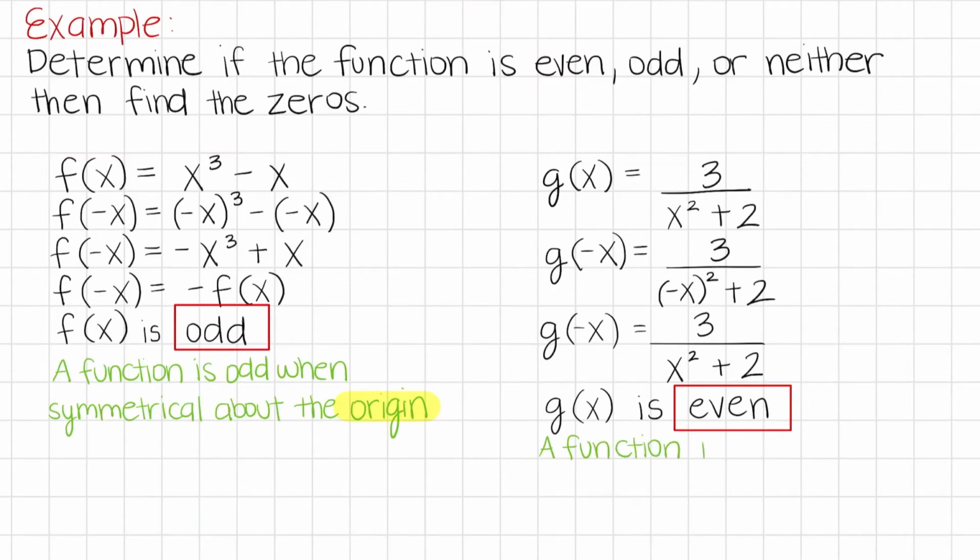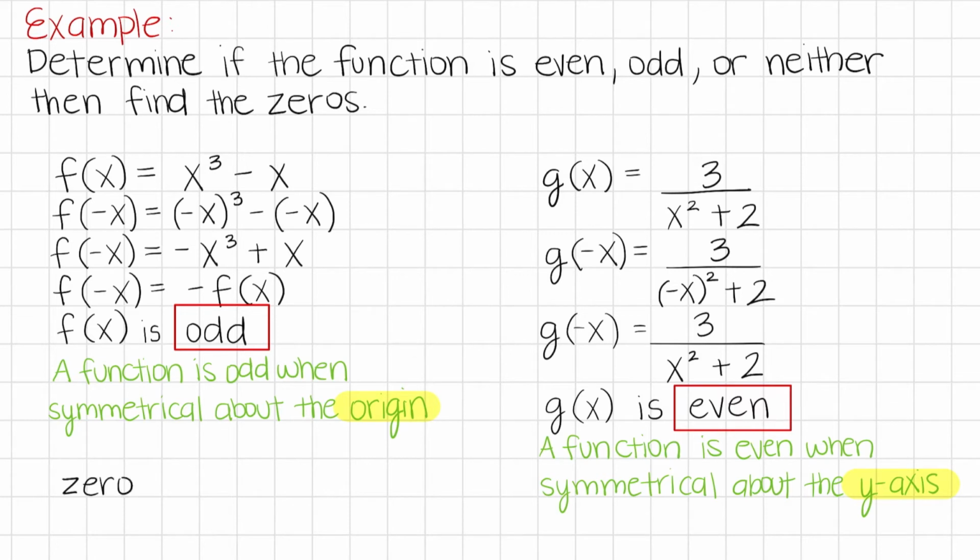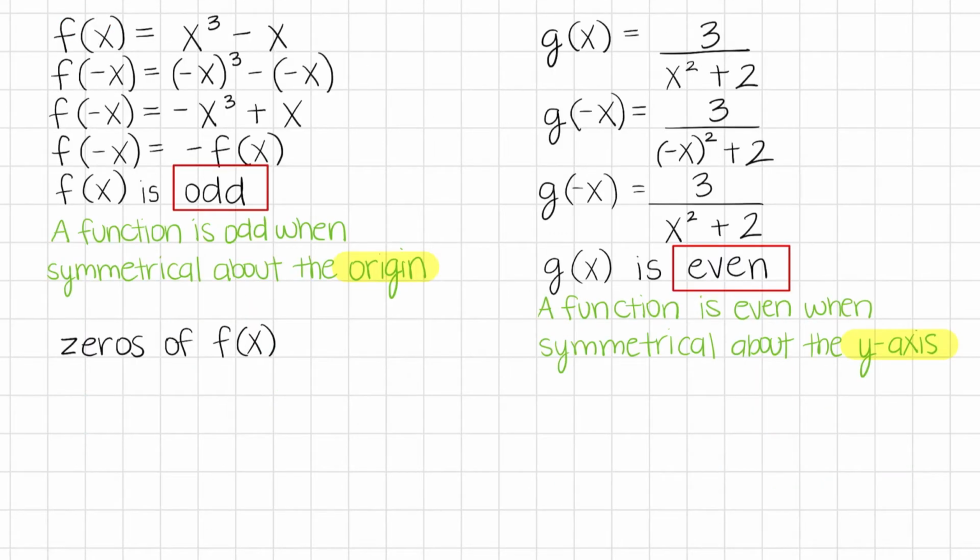And a function is even when it is symmetrical about the y-axis. I'll also show you what that looks like. Before I do that, let's go ahead and find the zeros of each function. Let's go back to this f of x. To find the zeros of a function, you would just take that function and set it equal to 0. So in this case, our function f of x is x cubed minus x, and we'll set that equal to 0. And now we can solve to find all our zeros.